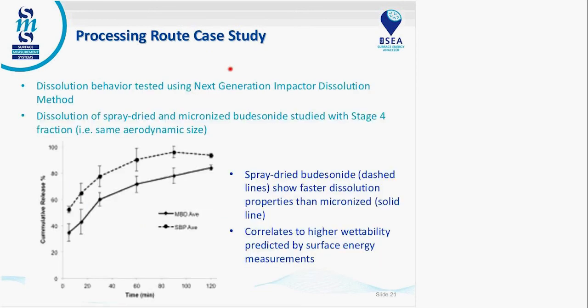And our collaborators used the next generation impactor dissolution method, where they take particles of the same aerodynamic size. This was taken at stage 4. So we're trying to minimize particle shape, particle size, particle area effects, and just look at surface effects. It's a little hard to see, but this is the micronized budesonide here, and this is the spray-dried budesonide here. Here we're looking at the dissolution profile, and we do see that the spray-dried has a faster dissolution rate than the micronized. So again, the surface energy predicted a faster dissolution due to the higher polar nature of that material, and then we see that here with the actual performance.